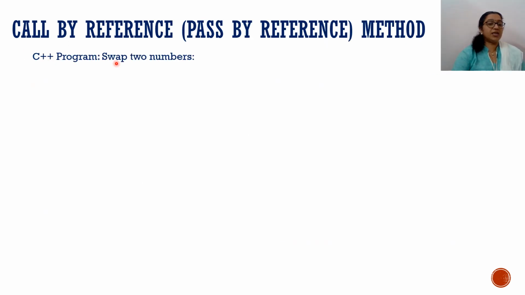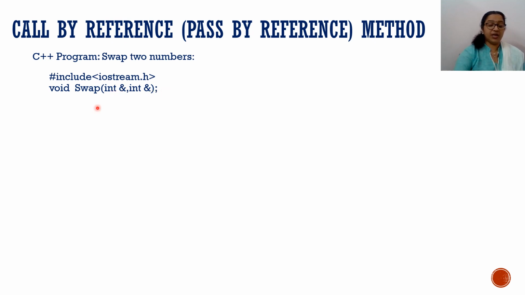Now we can check one example for the call by reference method. Same program itself, swapping two numbers. Okay, now see the statements. #include <iostream.h> header file. Then the prototype: void swap(int&, int&); semicolon. Here at the function declaration time itself, we want to specify that the formals are reference variables. So we need to add that simply with the data type.